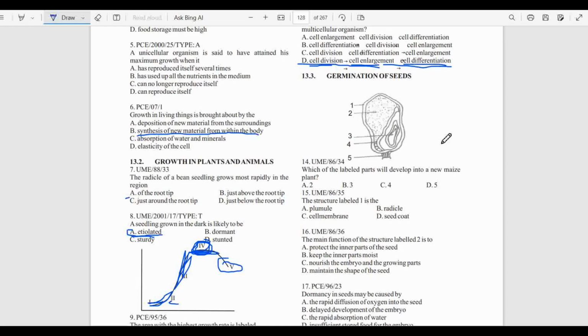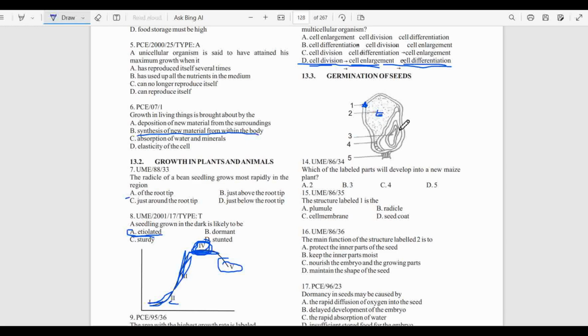Question number 14. Which of the labeled parts will develop into a new maize plant? Now, this is the structure of a maize seed. First and foremost, we need to understand what these labeled parts are. Number one is the fused pericarp and the testa. This is what forms the seed coat. So, number one is the seed coat. Number two is the endosperm. The endosperm is what provides nutrients to nourish the embryo that is growing.